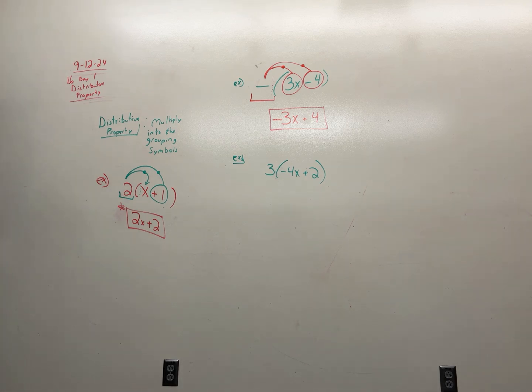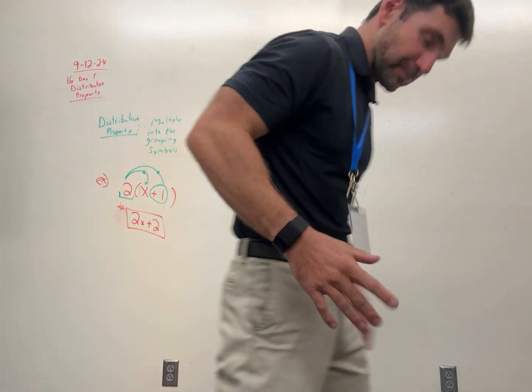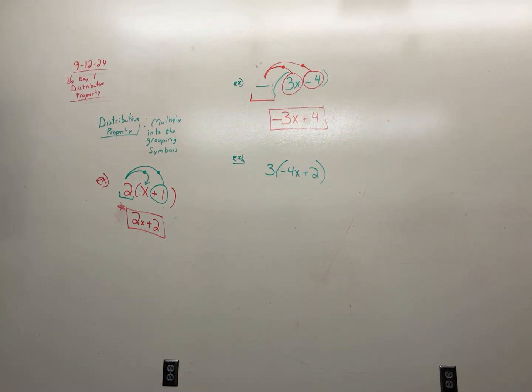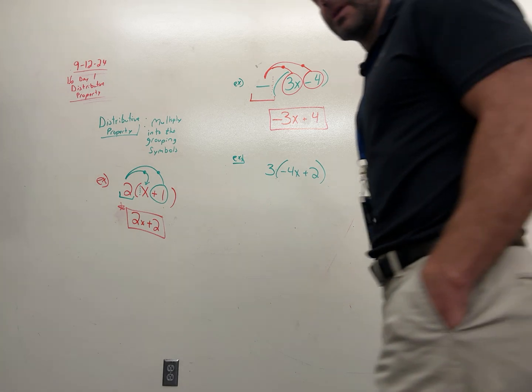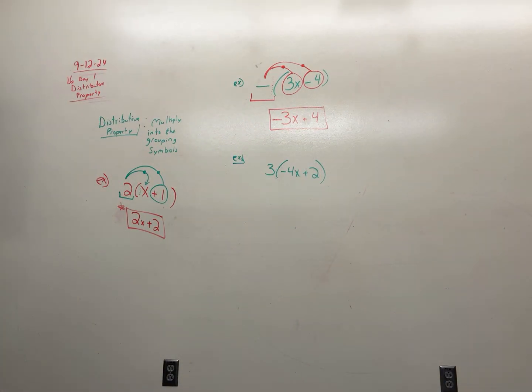So we are distributing. I want to see you underline, I want to see you multiply. Use the calculator to multiply. Remember, I'm always circling the second number and its sign, because that sign matters.